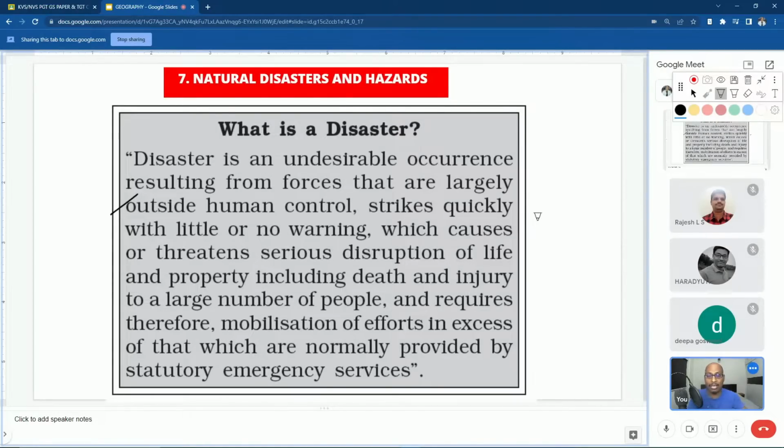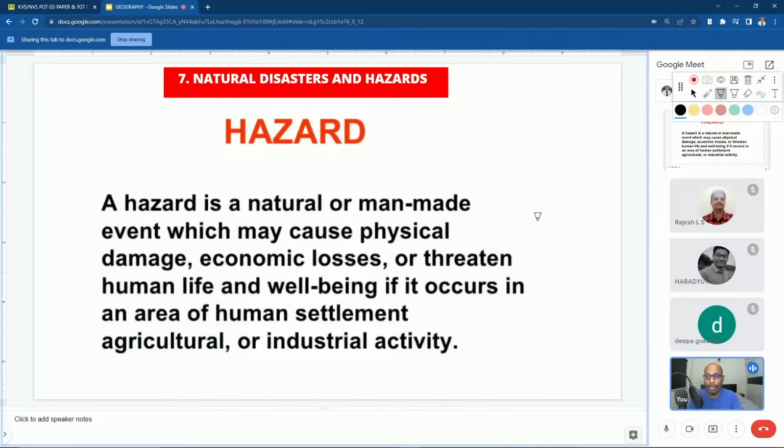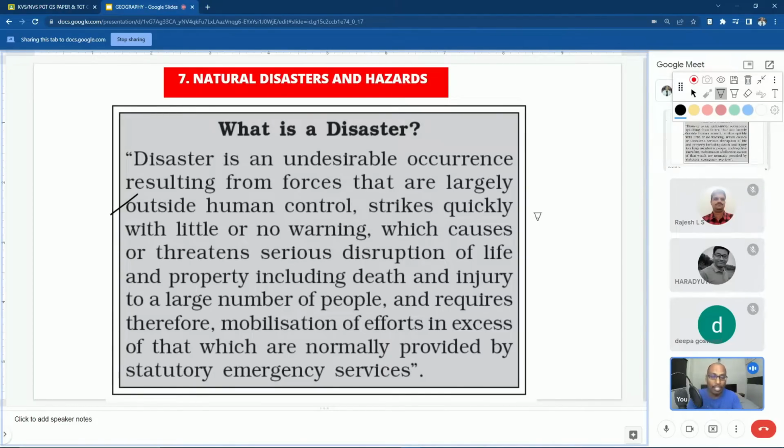So disasters are not man-made. 99.99% of disasters are natural. Those things are out of human control, whereas hazards can be man-made as well as natural. For example, if anybody is running a chemical industry or tire manufacturing industry and suddenly, because of some issue, a fire erupts, then the entire factory will be burnt to ashes, and the toxic gases released into the atmosphere can cause a lot of problems to the people living nearby. The Bhopal gas tragedy is a man-made tragedy, not a natural disaster.